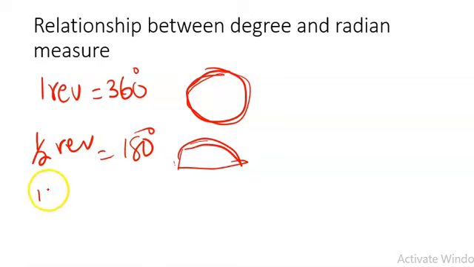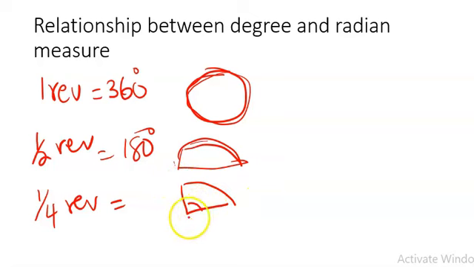And then sometimes you can talk about a quarter revolution. That is a quarter, right? And this is 90. It's equal to 90 degrees. This is just by the way.